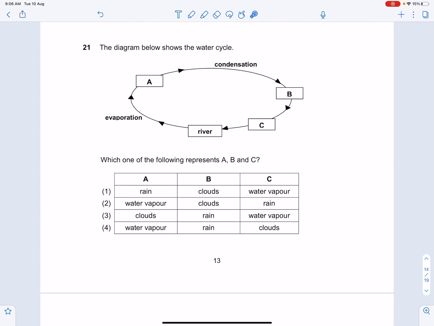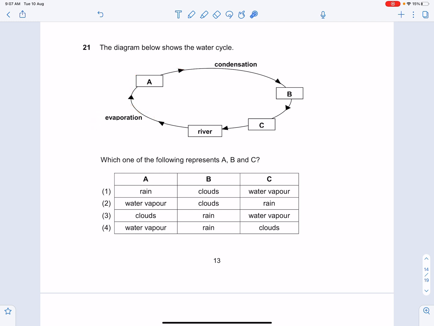Moving on to the next question. The diagram below shows a water cycle. Which of the following represents A, B, and C? So for this type of question, it's good to run through and try to justify the various processes or the various elements of the cycle. So let's start off somewhere that we definitely know. I always like to start off with somewhere that I'm very confident. Usually that is right before a process or right after. So you can choose either condensation or evaporation. I'm going with evaporation simply because A follows after that.